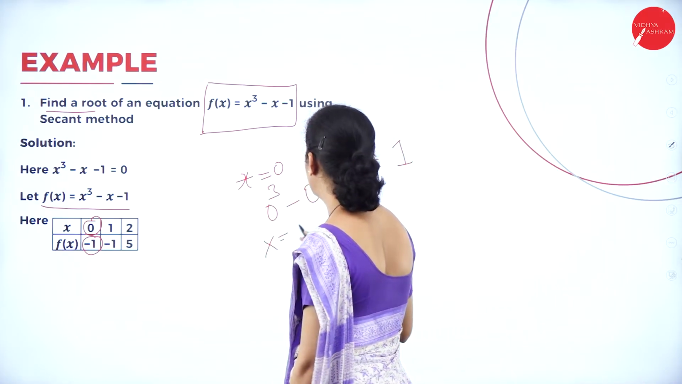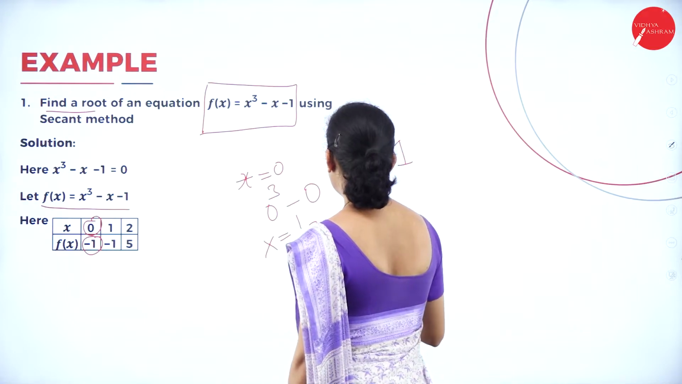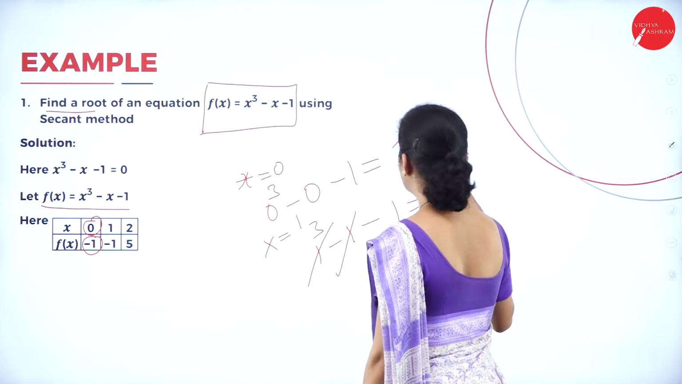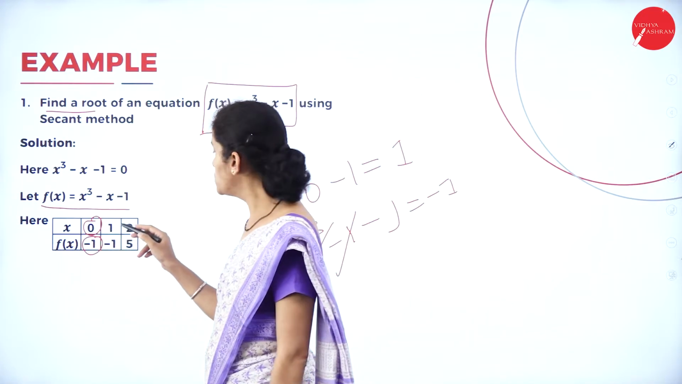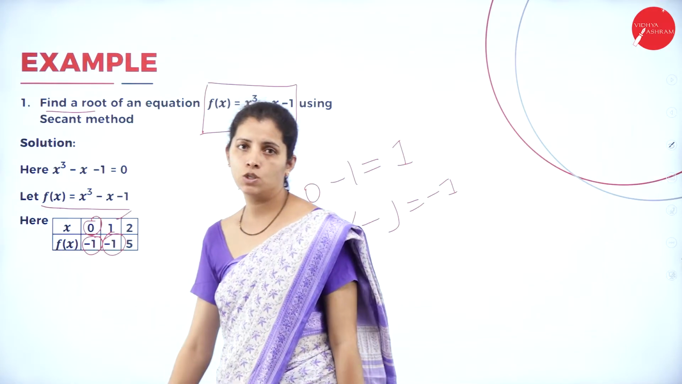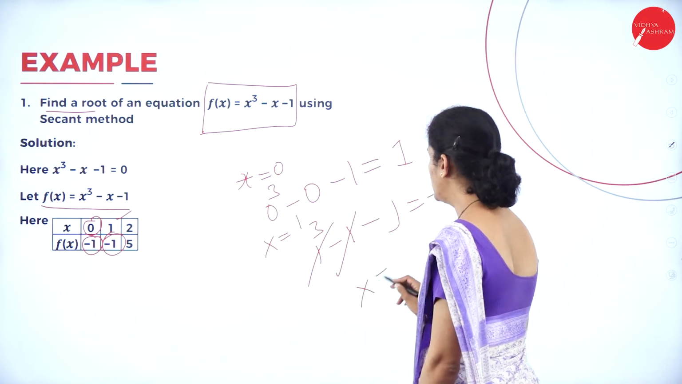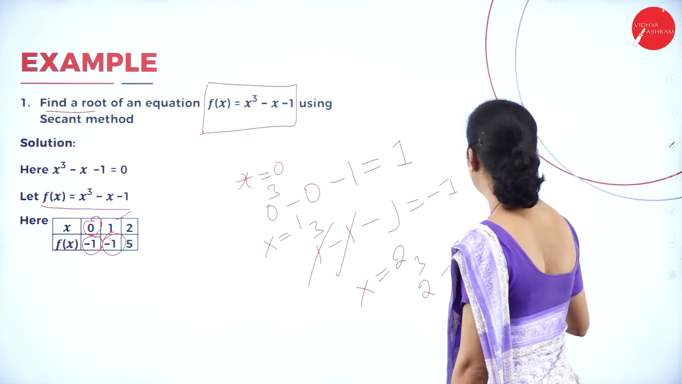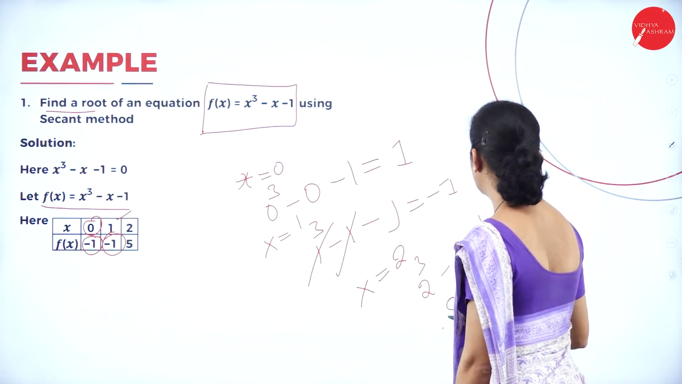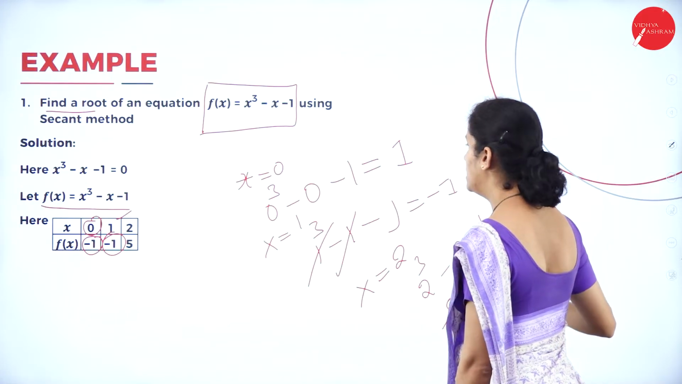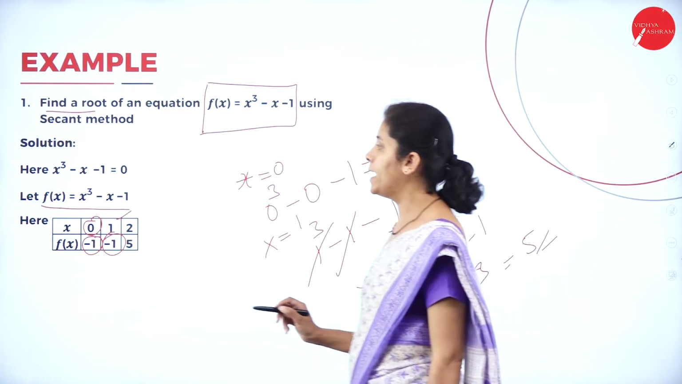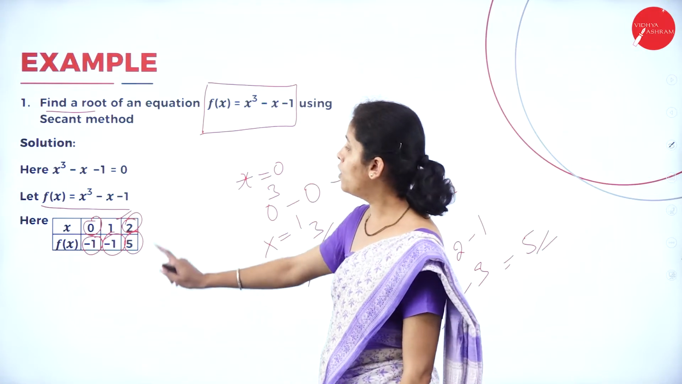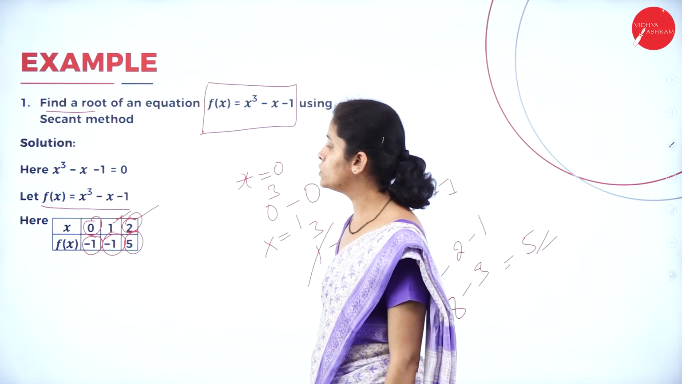Now x equal to 1. 1 to the power 3 minus 1 minus 1. So this gets cancelled. Once again minus 1. So when the x value is 1, my f of x is minus 1. Now x equal to 2. So 2 to the power 3 minus 2 minus 1. 2 to the power 3 is nothing but 8, minus 3, it is 5. So when my x is 2, my f of x is 5. So I got one negative answer and one positive answer.